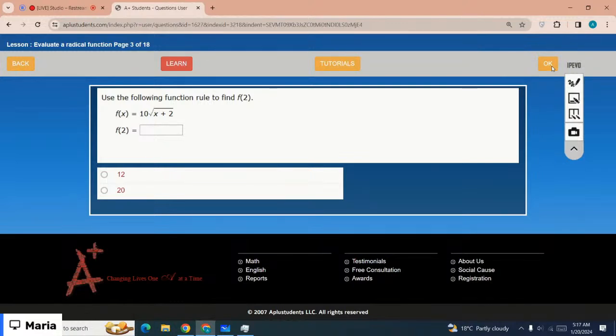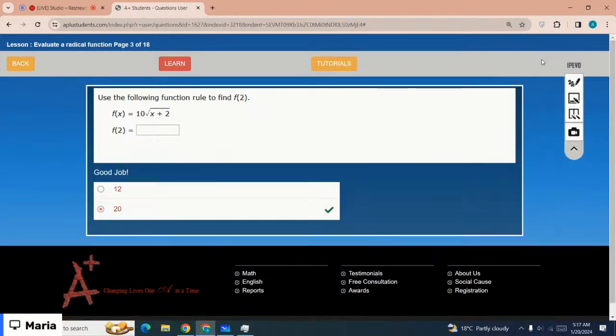Which is the correct option? Yes, that is 20, because when you replace x by 2, 2 plus 2 makes 4, right? And square root 4 equals 2, so 10 times 2 equals 20. The correct option is 20.